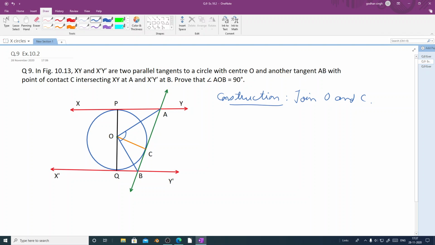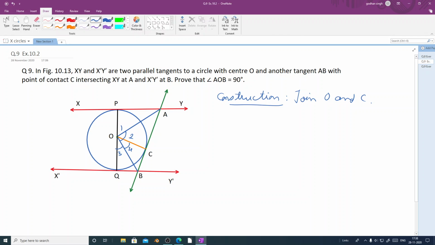When we do the construction, triangle POA and triangle COA both will become right triangles, because OP and OC are radii and these two are tangents. Then AP and AC will be equal, also OP equal to OC and angle P equal to angle C, so they will be congruent. Therefore, suppose we take this as angle 1 and this as angle 2, so both will be equal. Similarly, we can prove that angle 3 is equal to angle 4. And what will we get?